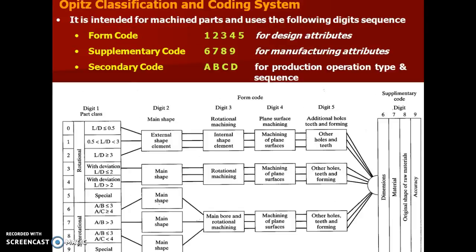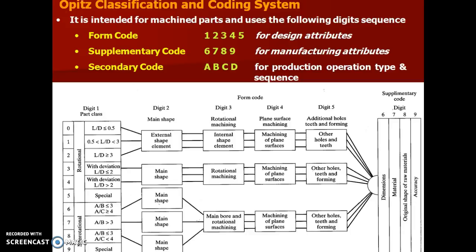Here I'll discuss a type of classification system called the OPITZ classification and coding system. It is intended for machine parts and it uses the following digit codes. The first one is the form code. It has 5 numbers which are intended for design attributes. The second is the supplementary code. It has 4 digits intended for manufacturing attributes. The third one is the secondary code. It uses alphabets for production operation type and sequence.